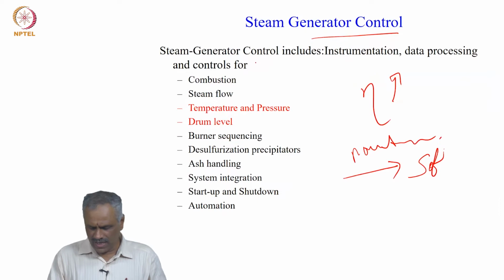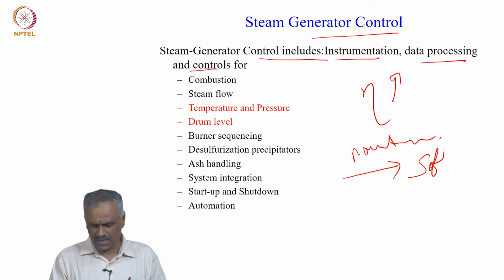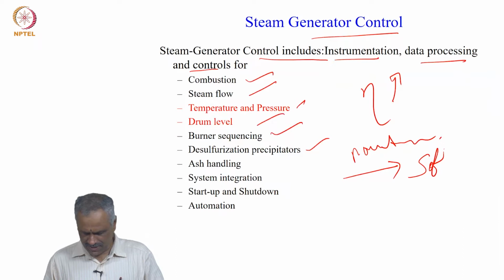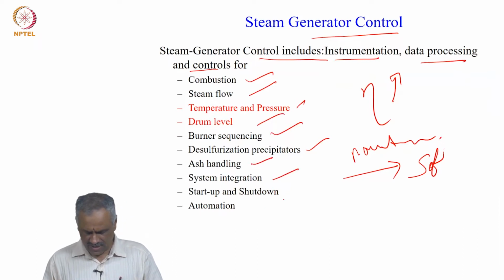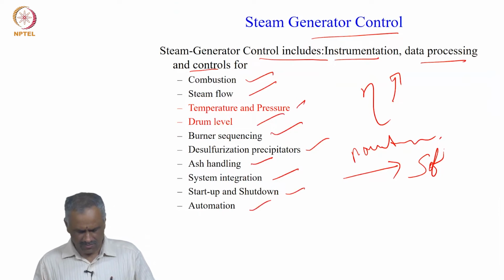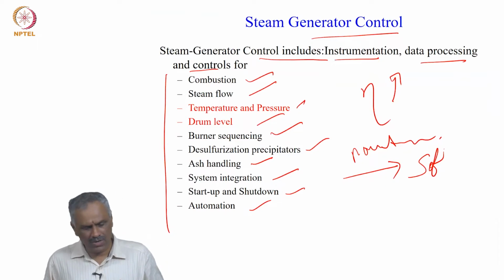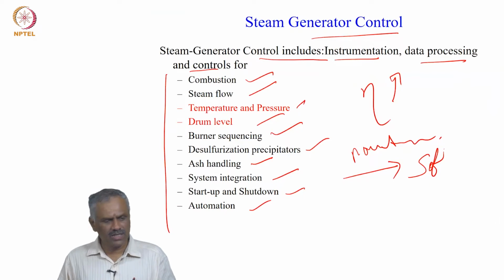If you look at steam generator controls, they involve instrumentation, data processing and controls for various parameters like combustion, steam flow, temperature, pressure, drum level, burner sequencing, desulfurization, precipitator and ash handling, system integration, startup and shutdown, and automation. All these are the controls which are used for operating effective generation of steam.